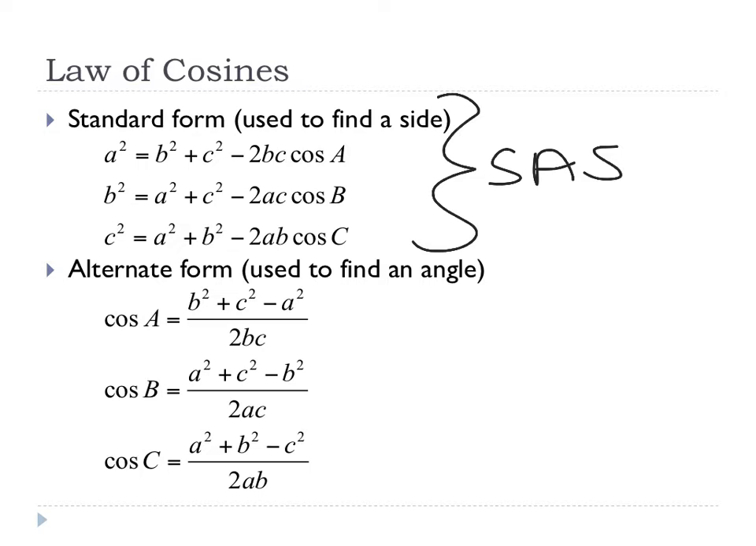So if I'm looking for side A, then I would square each of the other sides individually, add them together, subtract from it 2 times the product of those two sides times the cosine of the same letter of the side I'm looking for. So that's your included angle. So if I was looking for b, b squared would equal a squared plus c squared minus 2ac times the cosine of b.